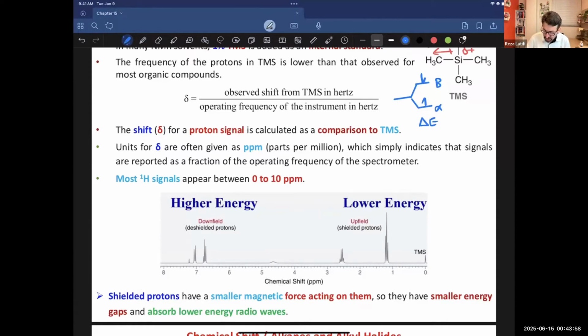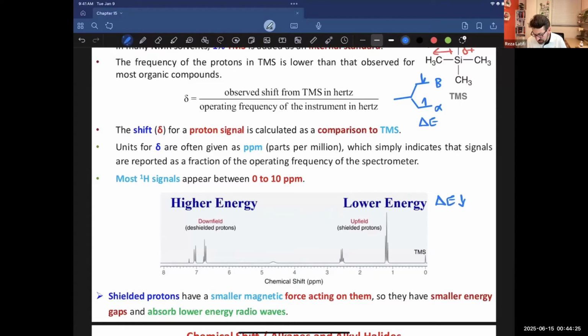So lower energy means delta E is low. If delta E is low, that means the gap between alpha and beta is small. And as you see, it says shielded. If you're dealing with shielded protons, delta E will be smaller, and the energy that you need to apply will be smaller. We call this region upfield.